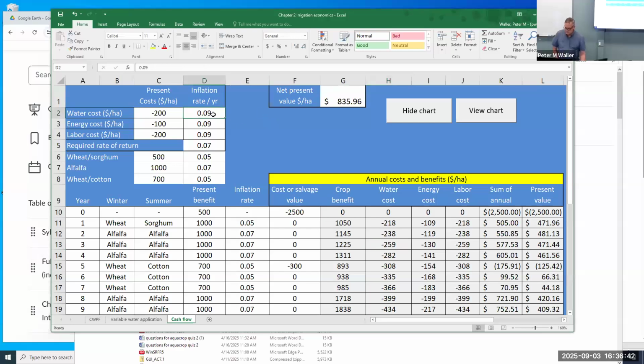And we decided the water cost is going to go up $500 a year or 5% a year, right? So we're going to change that to 0.05. And we decided the energy cost is going to go up by 5% a year. I think we decided the labor cost is going to go up by 5% a year. And I think we decided our crop prices are going up 3% a year.